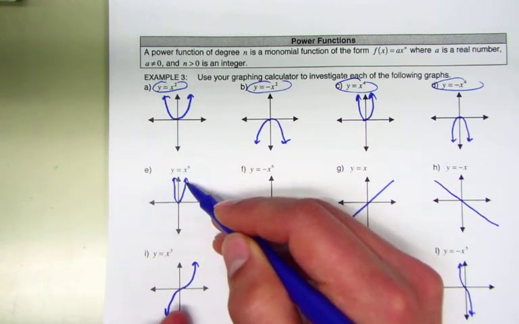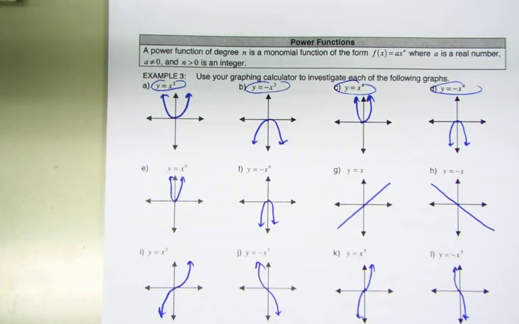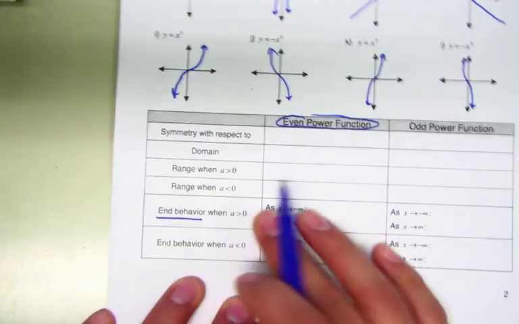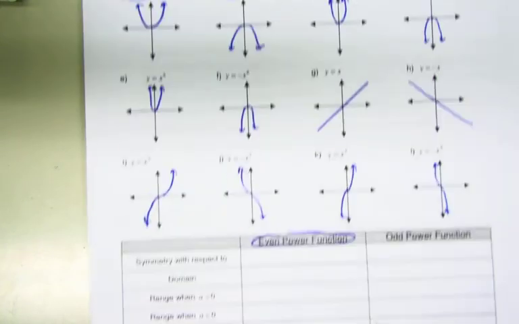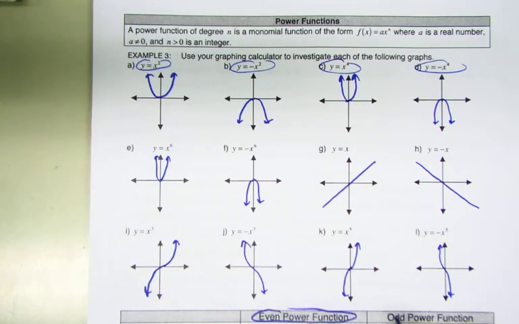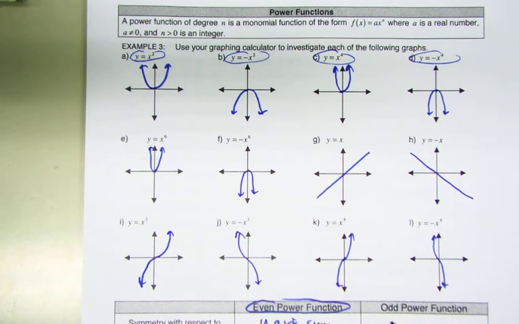Does that make sense? That's what we mean when we say end behavior. How does it start and how does it end? We'll talk more about that in a minute. But for now, look at all your even-powered graphs. What kind of symmetry do you see? So it's got y-axis symmetry. What about all the odds? Origin, yes.